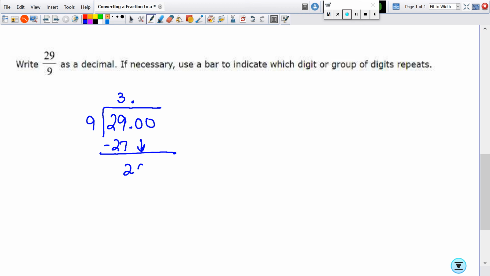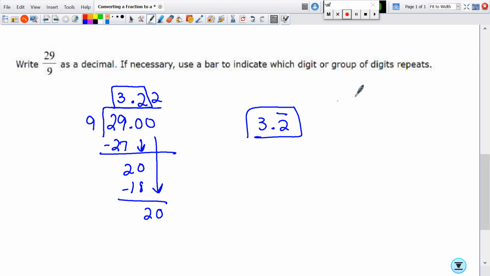Bring down the 0. 9 goes into 22 2 times. 2 times 9 is 18. Subtract. 20 take away 18 is 2. Bring down the 0. 9 goes into 20 2 times. You are now repeating, so you can stop. So 3.2, the 2 is repeating. So that's how you write it.